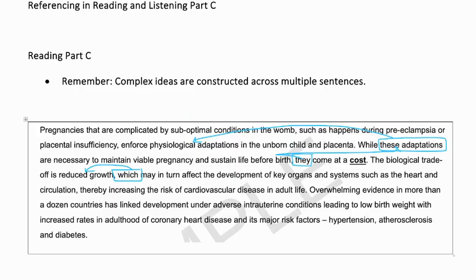Okay, keep going to the end. Overwhelming evidence in more than a dozen countries has linked development under adverse intrauterine conditions leading to low birth weight with increased rates in adulthood of coronary heart disease and its major risk factors: hypertension, atherosclerosis, and diabetes. Well, that's relating to coronary heart disease.